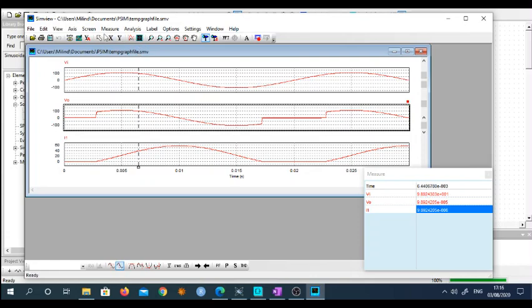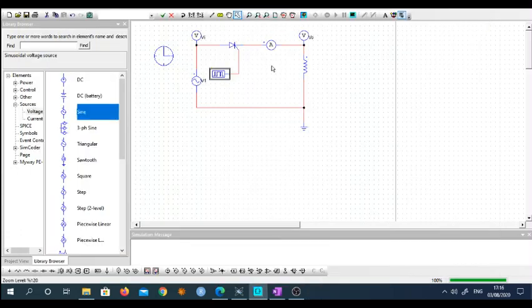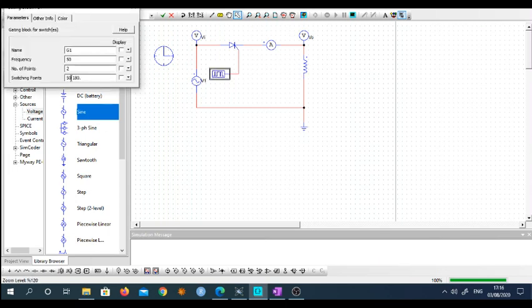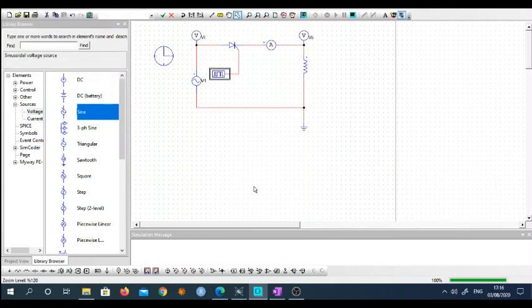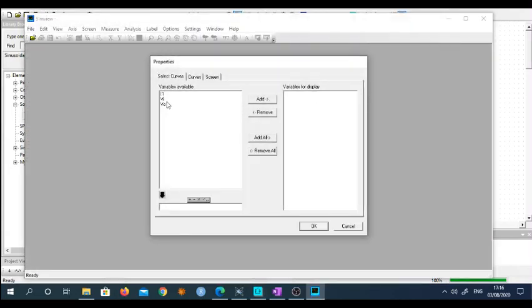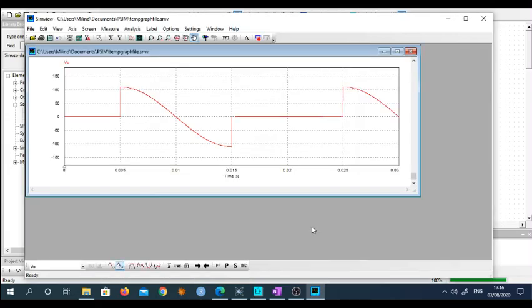Now I will close this and just increase the value of alpha to, let's say, 90 degrees, and let me see what the effect is. So when I run this simulation, I will just add the output voltage, because I know the shape of the input voltage. I am not concerned about input, I am just interested in output. See carefully, very beautiful waveforms are appearing.